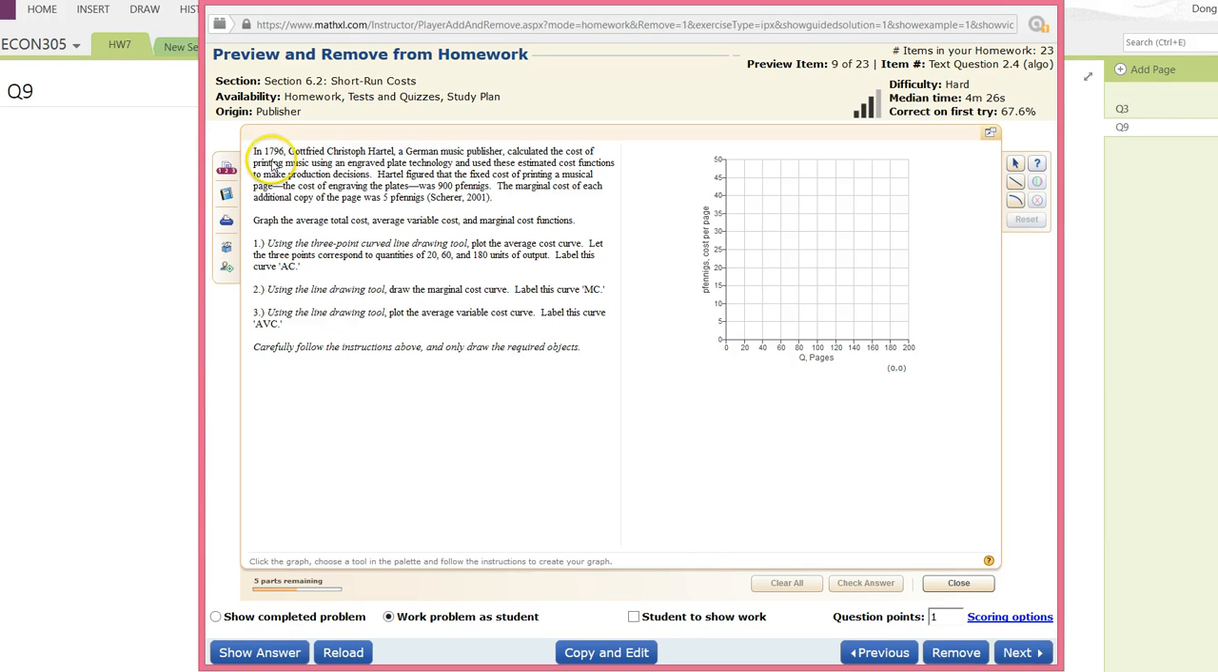So basically, we have a German music publisher back in 1796, and he did a calculation about the cost of printing music using an engraved plate technology, and used the estimated cost functions to make production decisions. Hattel figured that the fixed cost of printing a musical page, the cost of engraving the plates, was 900 pfennigs. The marginal cost of each additional copy of the page was 5 pfennigs.